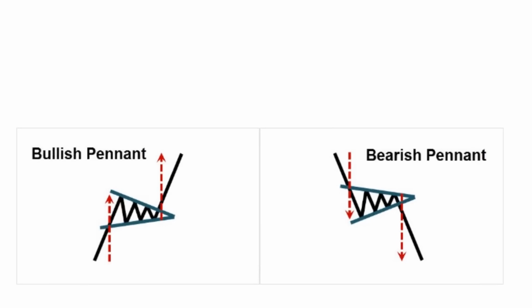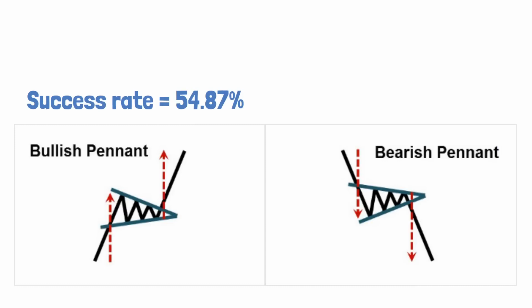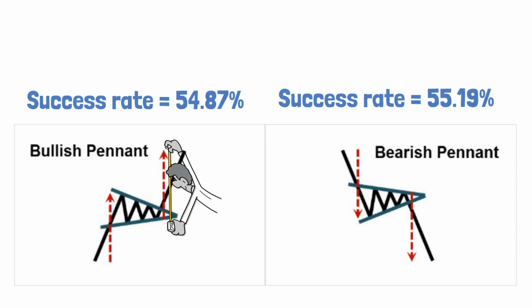The pattern with the relatively poor performance was the bullish and bearish pennant. The bullish pennant success rate was 54.87%, whilst the bearish pennant was successful 55.19% of the time. The success of the pattern was determined by the length of the trend prior to the pattern formation and confirmed if the trend from the breakout achieved the same distance.